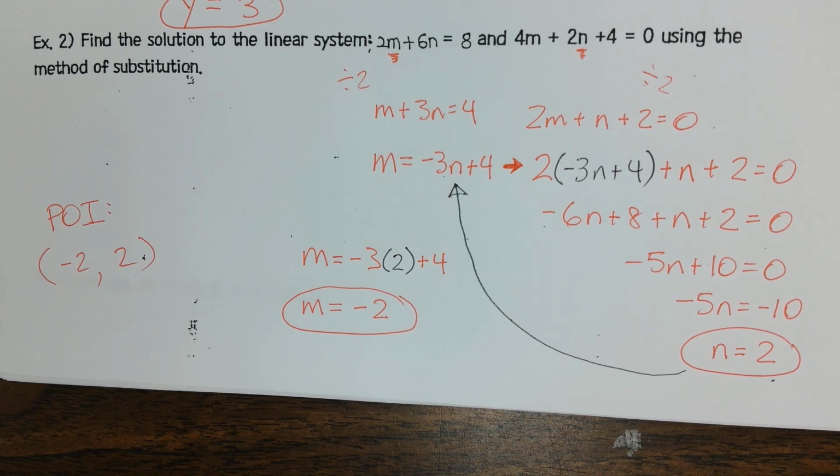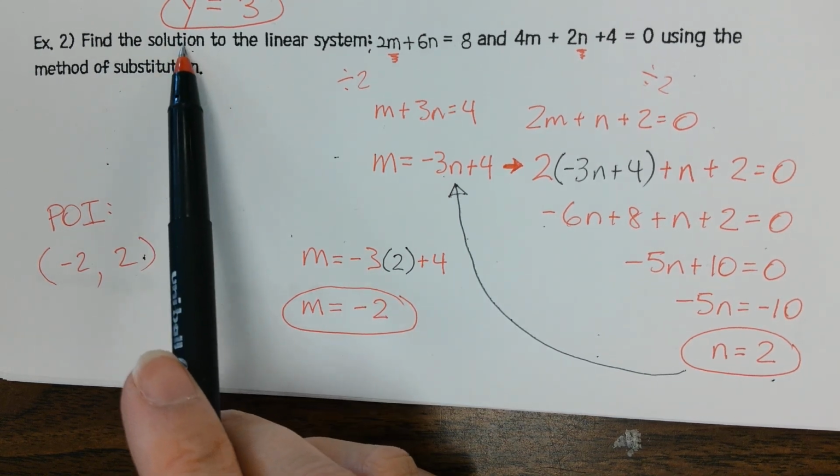The question just says to find the solution of this system. The solution implies finding the point of intersection. Yeah, solution means the point of intersection. It's the same thing.